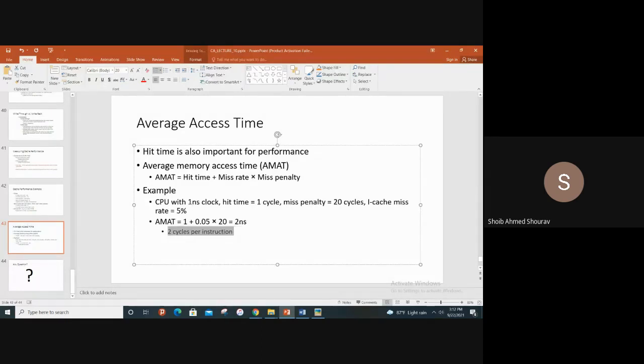Clear? So if it was like this, a 2 nanosecond clock, what would be the answer in here? Please respond. Yes, sir. What would be the answer in here if the question was like 2 nanosecond clock? Then it would be 1 cycle per instruction, right? Please respond. Yes, sir. Okay, so for 1 nanosecond clock, it is 2 cycles per instruction.